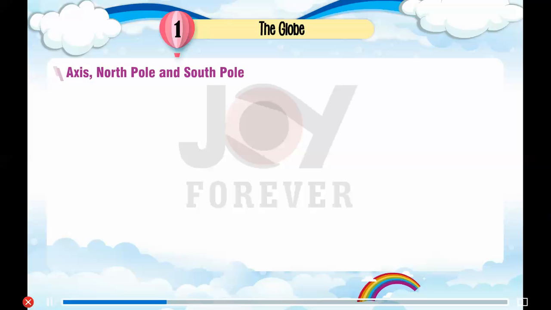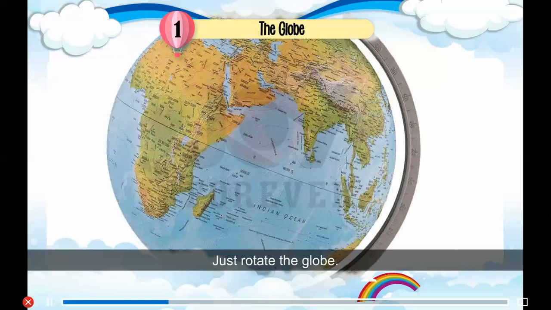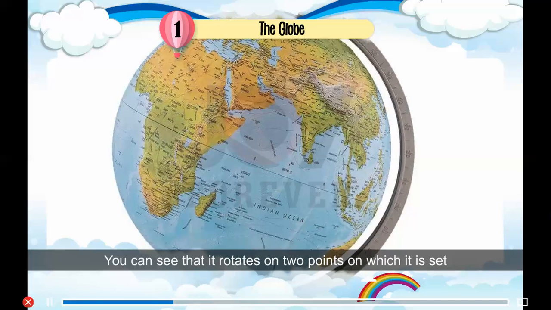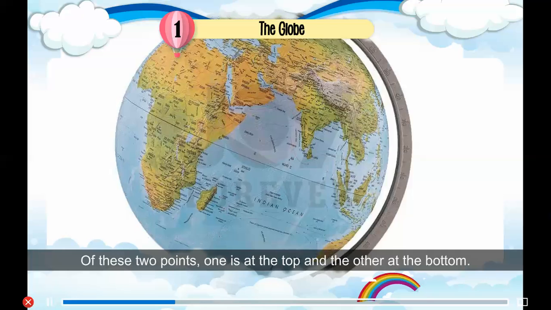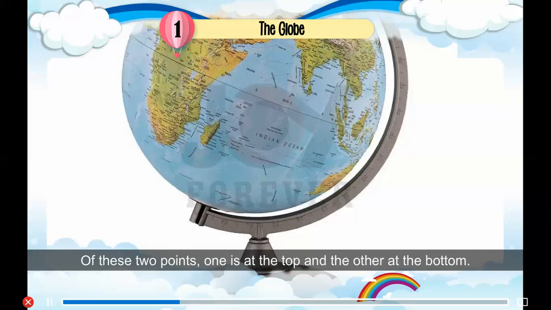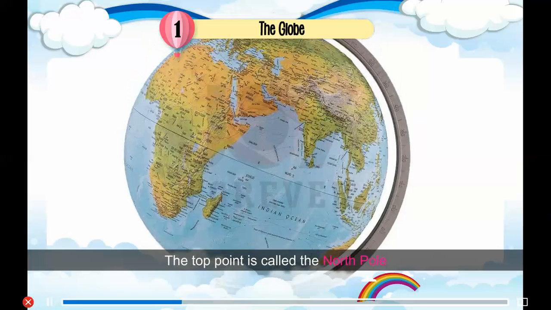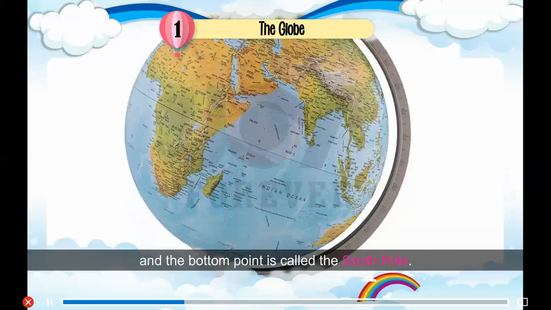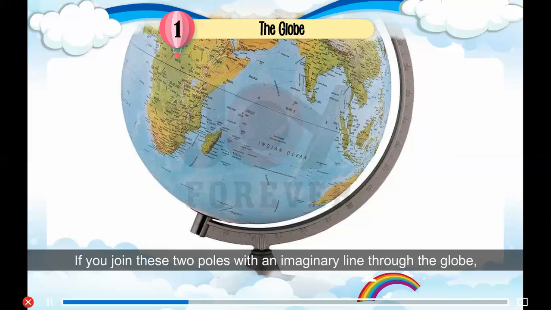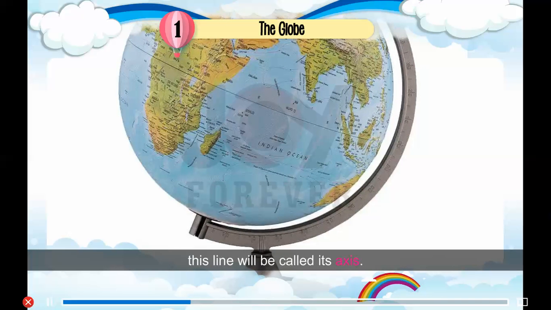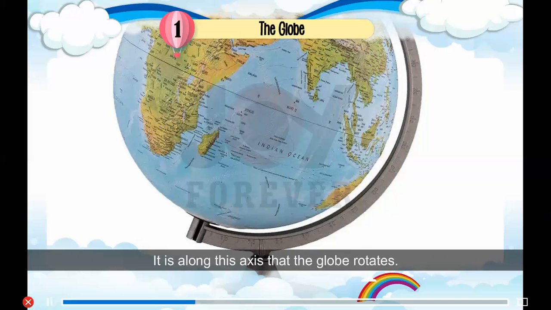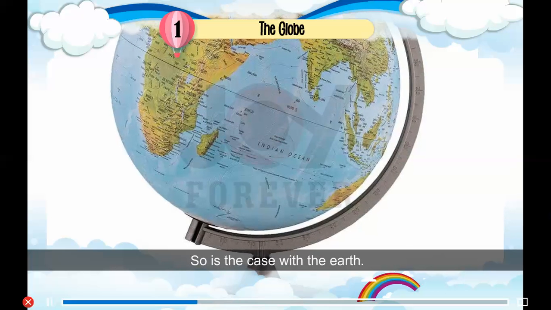Axis: North Pole and South Pole. Just rotate the globe. You can see that it rotates on two points on which it is set on the stand. Of these two points, one is at the top and the other at the bottom. The top point is called the North Pole and the bottom point is called the South Pole. If you join these two poles with an imaginary line through the globe, this line will be called its axis. It is along this axis that the globe rotates. So is the case with the Earth.